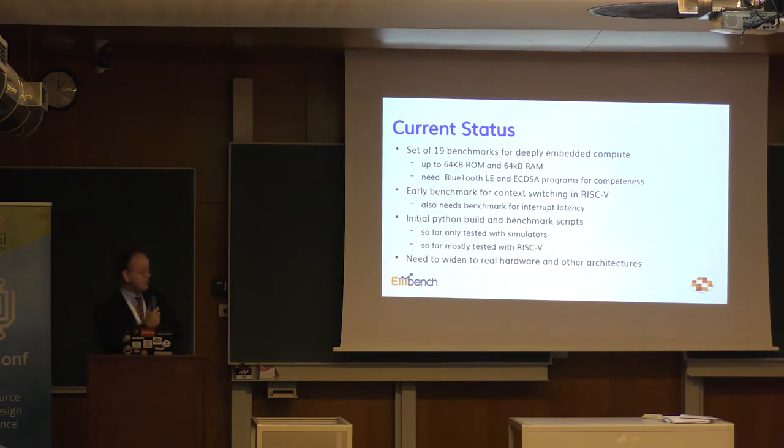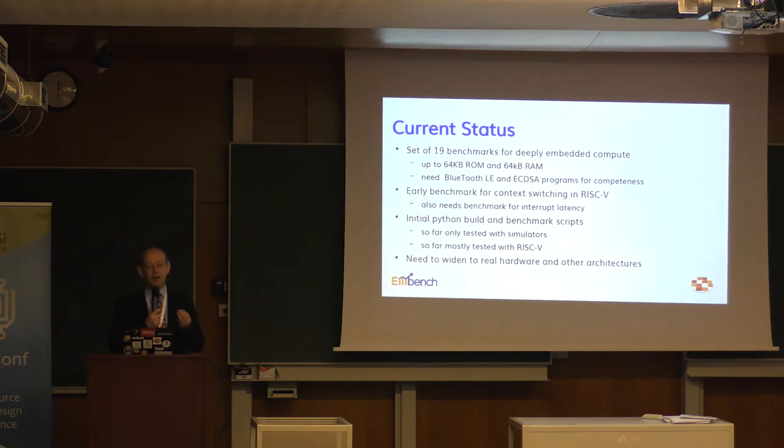So what's the current status? There are 19 benchmarks out there. They're designed to work on systems with 64K of ROM and 64K of RAM. We are missing some. We'd like a Bluetooth LE kernel in there to capture that sort of program. We'd like an elliptic curve DSA program in there. We think we're going to pull the elliptic curve DSA from the ARM Mbed code, which is open, so we can use that.